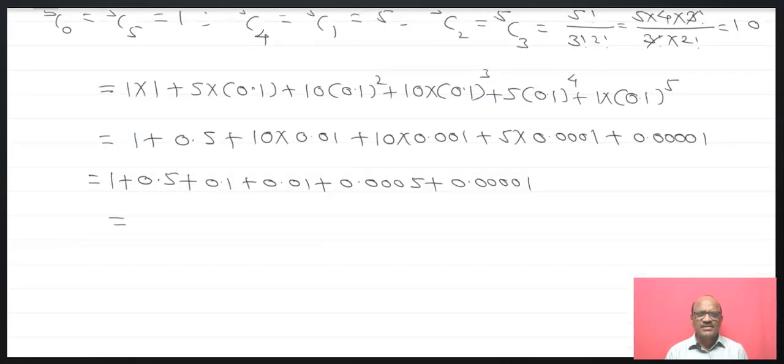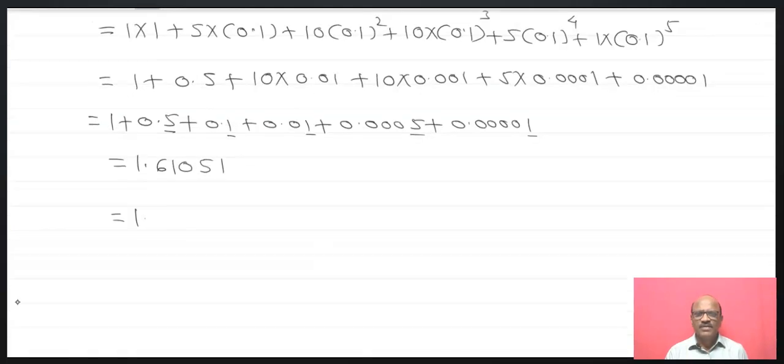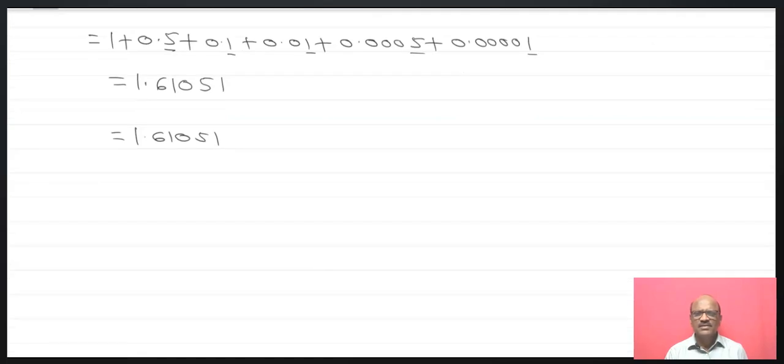Now add all these terms. Therefore, you will get the answer, that is 1.61051. And this is the final answer. That is (1.1) raised to 5 is equal to 1.61051. Next is example number 6.